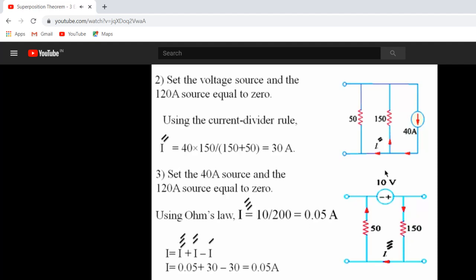Since the direction of the current that results from these two sources is to the left, we add them here, whereas the direction of the first current was to the right, which is opposite to the direction of these two currents, and that's why we put a minus here. And this is the final solution for this example.